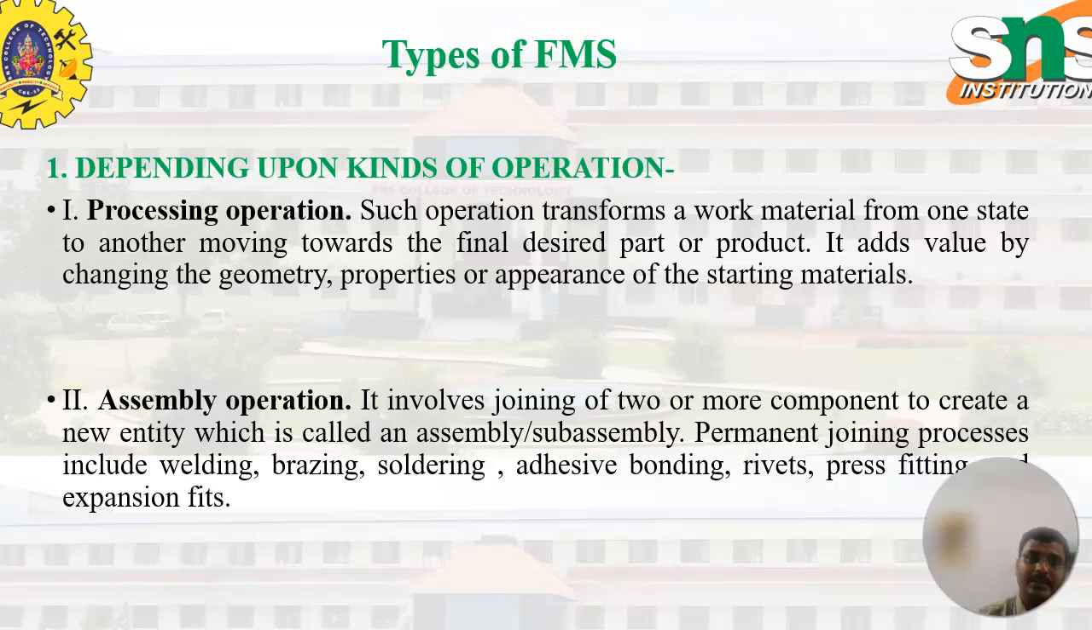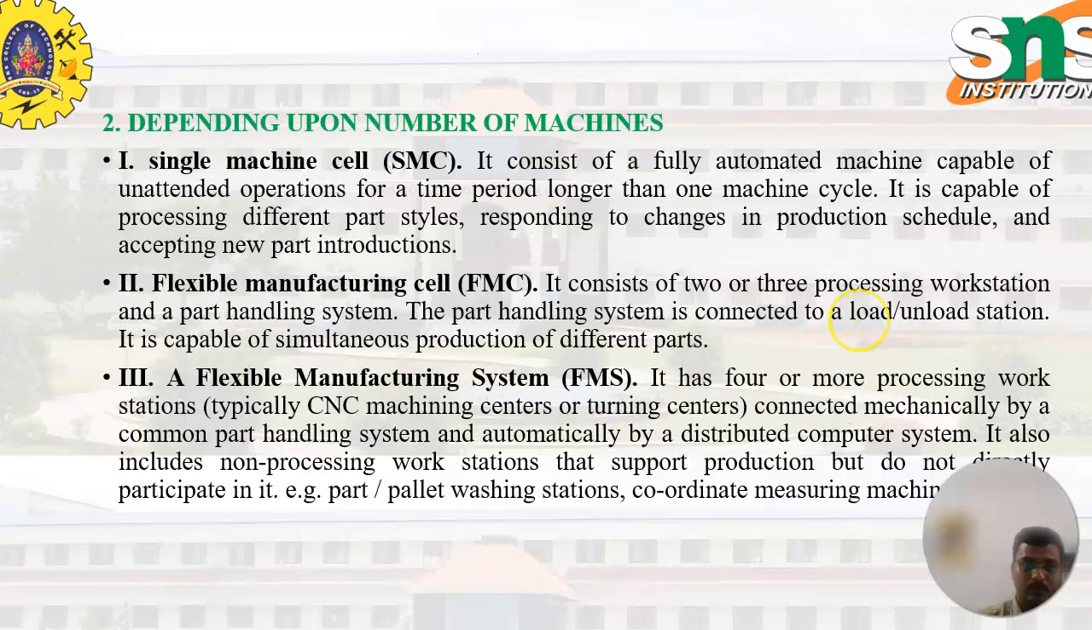This is about the types of FMS, where depending upon the number of machines, we have three types. The single machine cell, we call it SMC, the flexible manufacturing cell, FMC, and the last one, FMS. A single machine cell consists of a fully automated machine capable of unattended operation for a time period longer than one machine cycle. It is capable of processing different types of part styles.